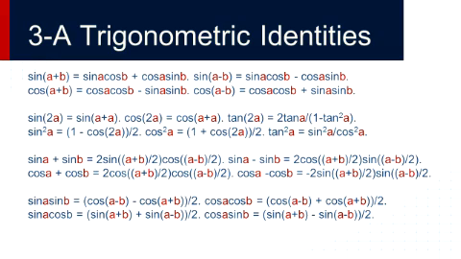Or maybe it's a sine of an angle minus a sine of another angle, and that would be 2 times cosine of the sum of the angles divided by 2 times sine of the difference of the angles divided by 2. Or maybe it's the cosine of one angle plus the cosine of another angle. That's 2 times cosine of the sum of the angles divided by 2 times cosine of the difference of the angles divided by 2. Or maybe one cosine minus another cosine, and that'll be negative 2 times sine of the sum of the angles divided by 2 times the sine of the difference of the angles divided by 2.